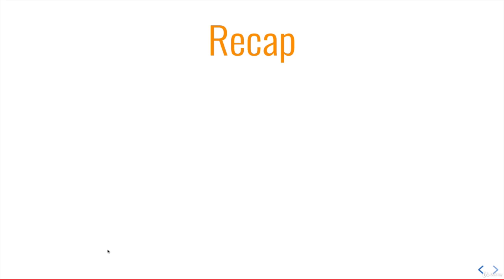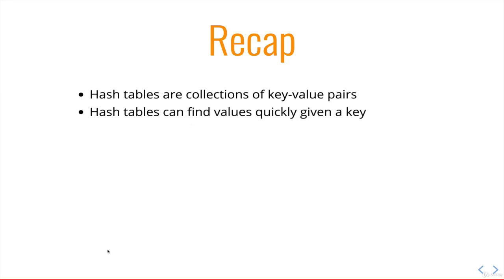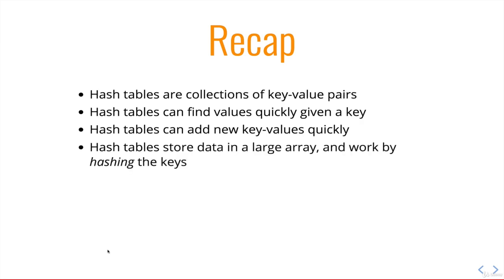Now let's do a quick recap. So hash tables are collections of key value pairs. Cool. They exist in many languages. They're already implemented. Dictionaries in Python. They're similar to objects, or actually closer to maps in JavaScript. Pretty much every language has an implementation. So hash tables can find values very quickly using a key. They can add key value pairs very quickly as well. And the way that we implemented our hash table was using an array, where we hash the keys to get an array index, and then we store the data at that position.